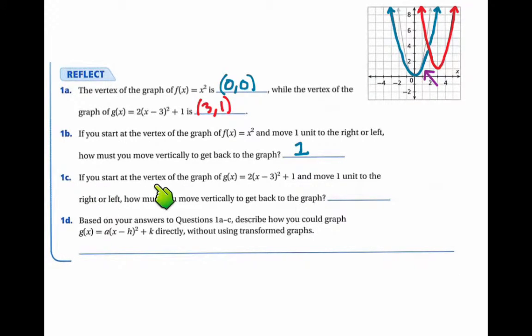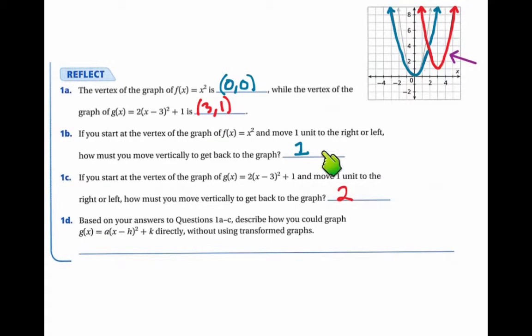Okay, now if we start at the vertex of g of x and move 1 unit to the right or the left, it doesn't matter, let's move to the right. How far do we have to move vertically to get back to our graph? We have to move 2 units up now. So we had to move 2 units up.